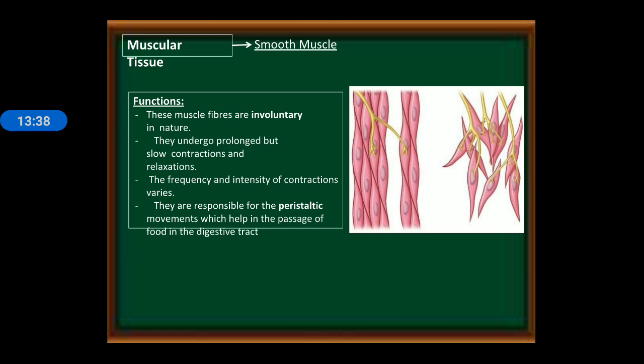The functions of smooth muscles: they are involuntary in nature. They undergo prolonged but slow contraction and relaxation. The frequency and the intensity of contraction vary. They are responsible for peristaltic movement, which helps in the passage of food in the digestive tract.